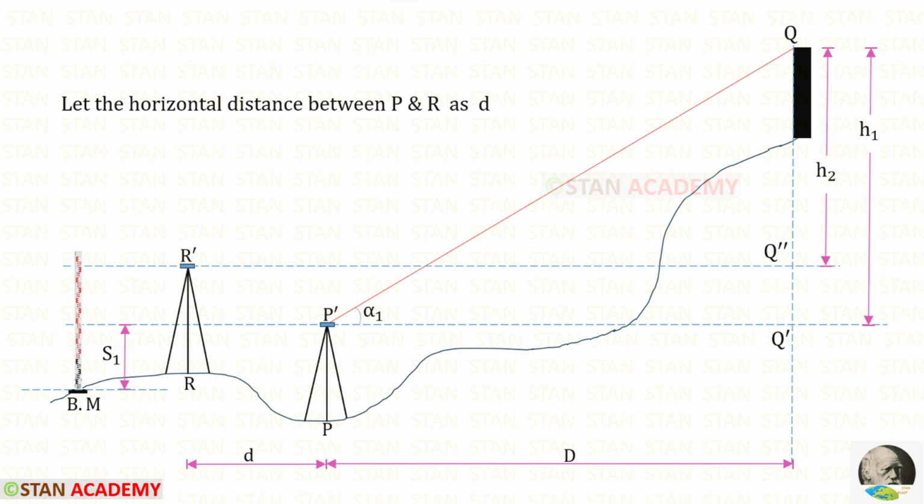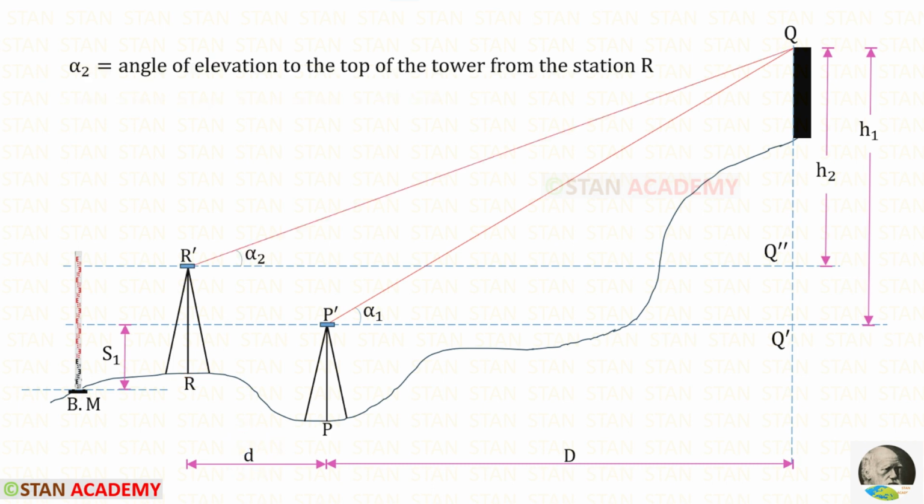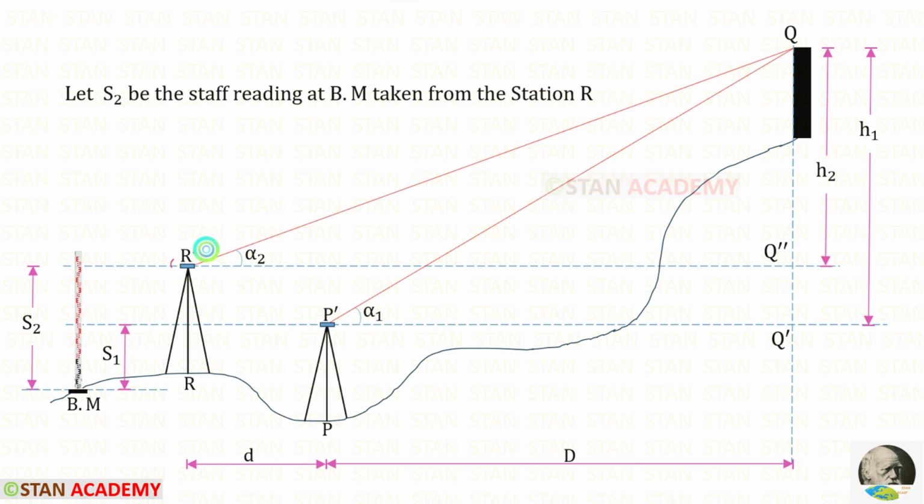We need to measure the horizontal distance between the stations R and P, and let us keep the distance as small d. From the station R, we have to focus the point Q, and we have to take the reading of vertical angle alpha 2. From the station R, we have to see the staff, which is kept in the benchmark, and let us keep the staff reading as S2.